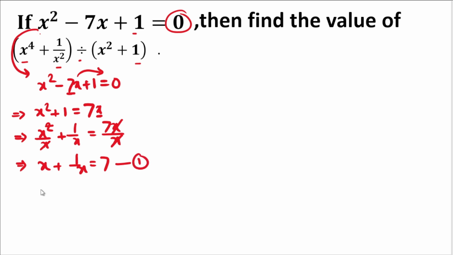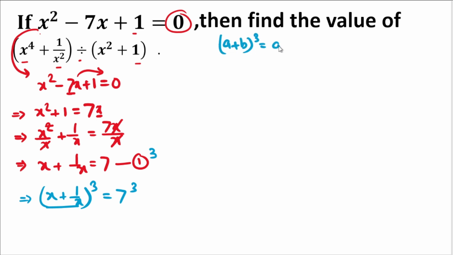Now our next step will be to cube both sides. So we'll cube equation 1. In the left hand side we have x plus 1 over x, and we'll cube it. In the right hand side, 7 cube. So it is in the form of a plus b whole cube. The formula of it is a cube plus b cube plus 3ab in the bracket a plus b. This is the formula of a plus b whole cube.